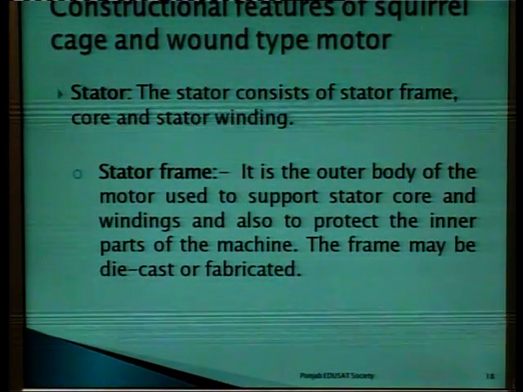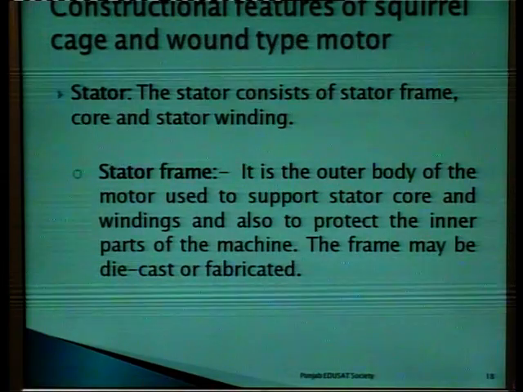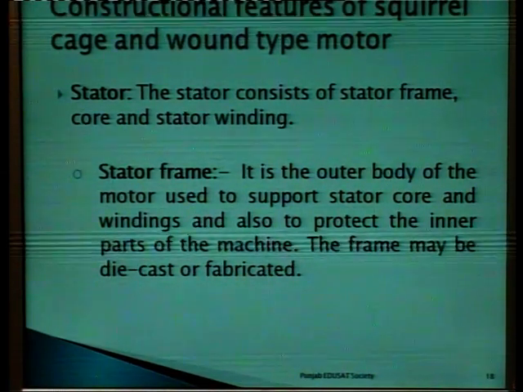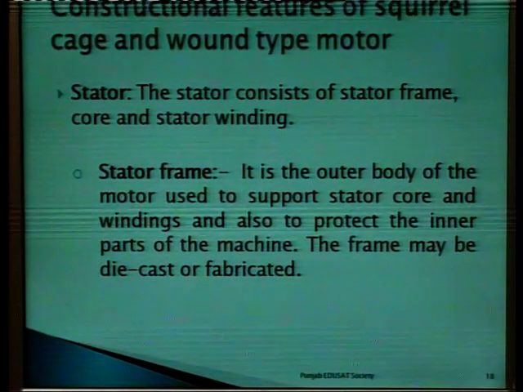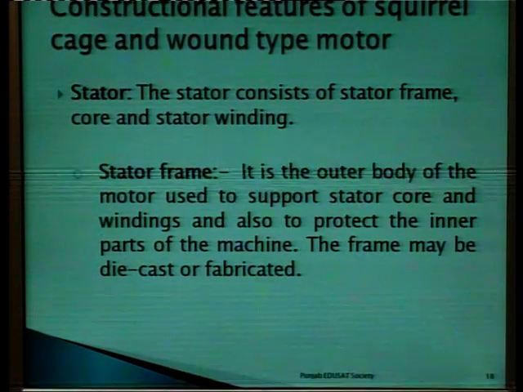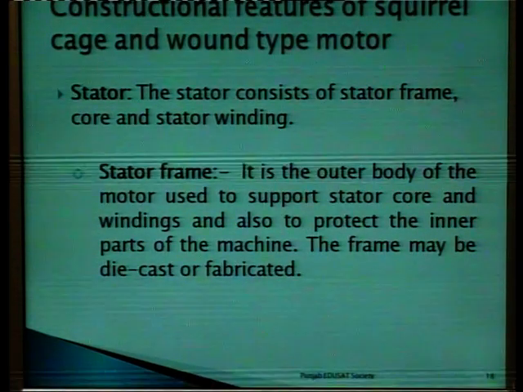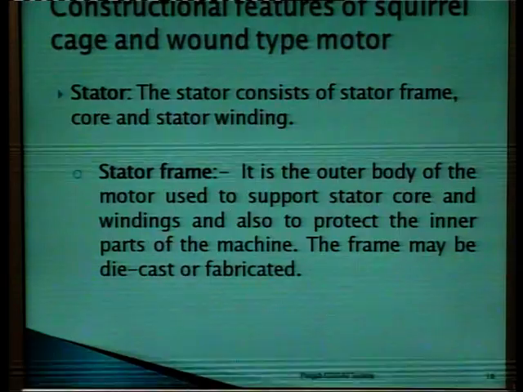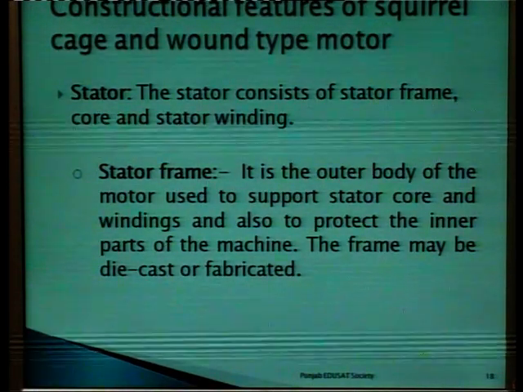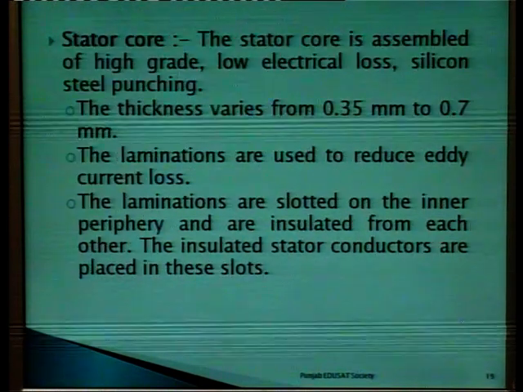Constructional features of squirrel cage and wound type motor. Stator: the stator consists of a stator frame, core and stator winding. What is the stator frame? It is the outer body of the motor used to support the stator core and windings, and also to protect the inner parts of the machine. The frame may be die cast or fabricated.